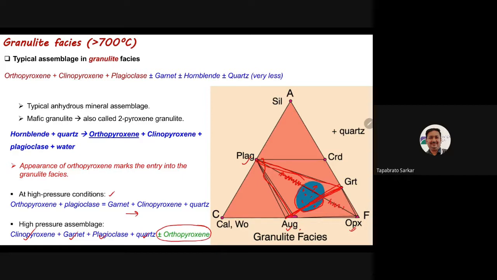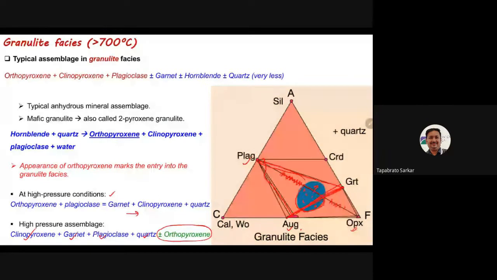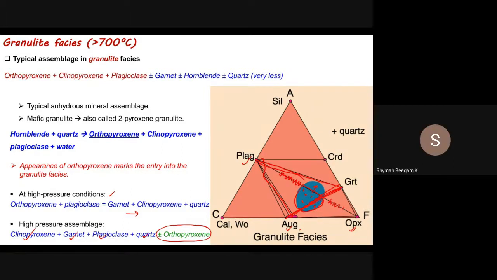Okay, so orthopyroxene in granulite facies conditions at medium pressure. As we increase the pressure, this tie line of plagioclase and orthopyroxene is replaced by a tie line of garnet and CPX, where orthopyroxene is more consumed, and what we are left with is clinopyroxene, garnet, plagioclase, and quartz. Agreed? Understood? Yes, sir.